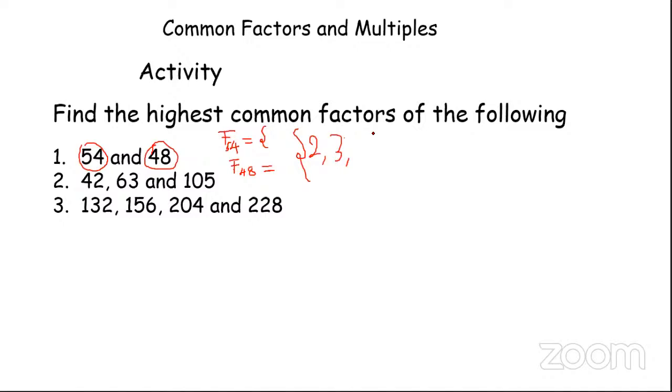Any other? Martha? The highest common factor of 54 and 48 is 3. Okay, thank you. Any other? Okay, so we are saying the highest common factor is 3. So Martha, can you tell us how you got your answer?